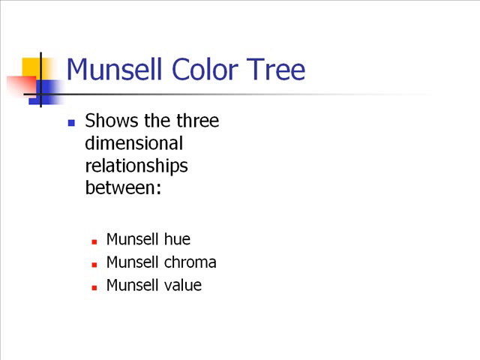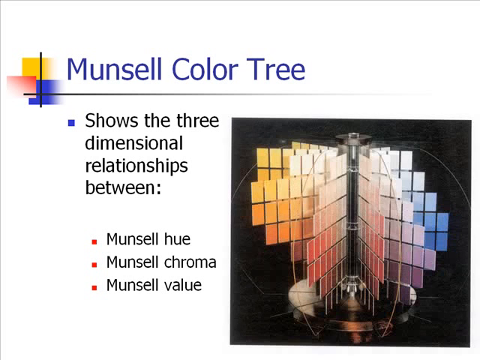Our Munsell color tree shows the three-dimensional relationship between the hue, chroma, and value. There's a picture of our Munsell tree. We actually have the real thing here. It's kind of interesting to see it all in relation to each other. That would show the term that we used before, the color gamut, of what you can make with the Munsell system. The Munsell Book of Colors is arranged on pages of constant hue.